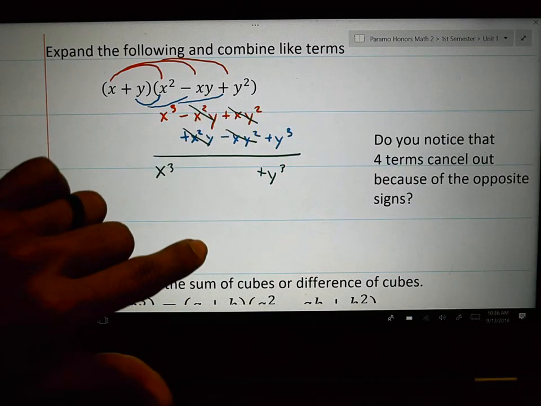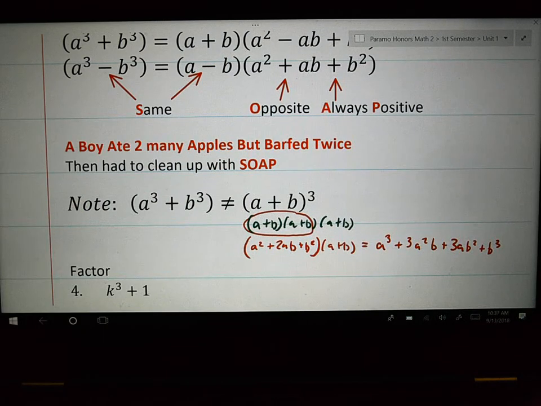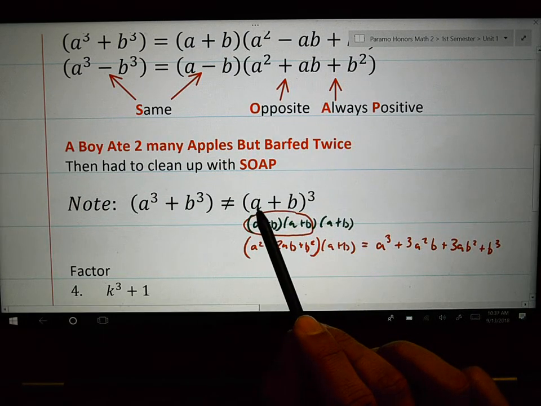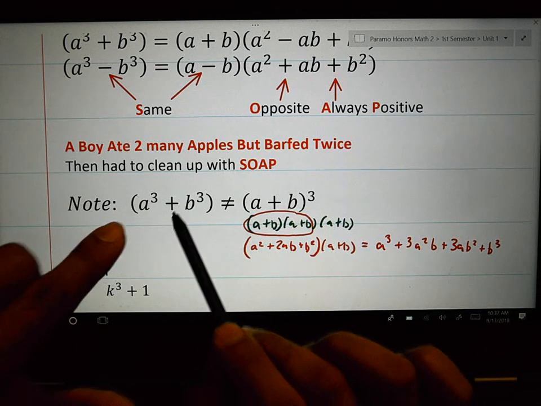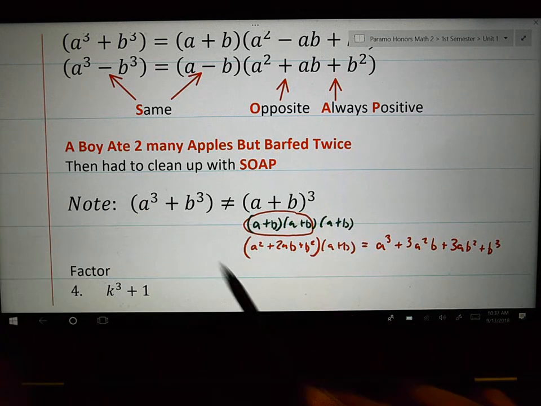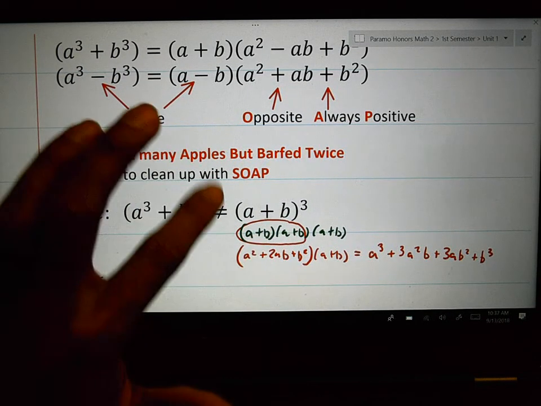They don't cancel out because they're not a positive and a negative. These aren't the same thing as each other. You can't factor this with the same method as you do with this. Okay? All right. Just so you know, make sure you know those are different.